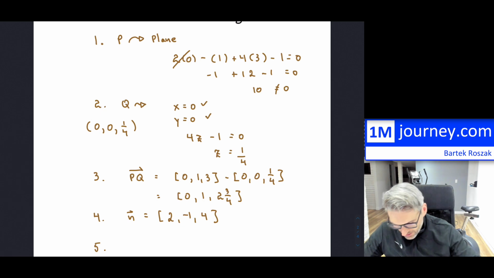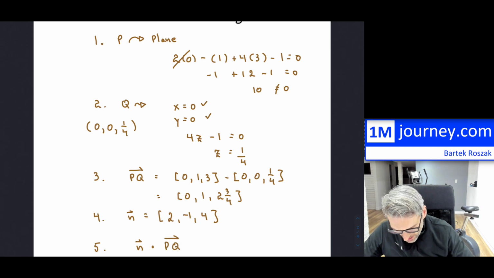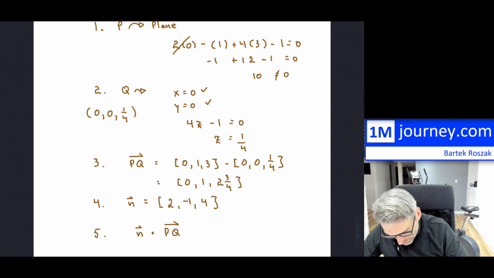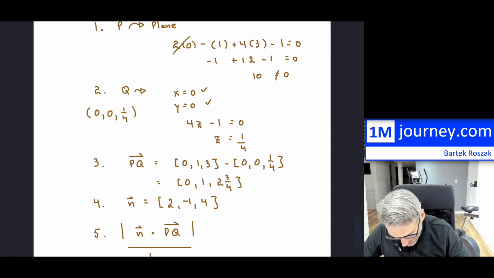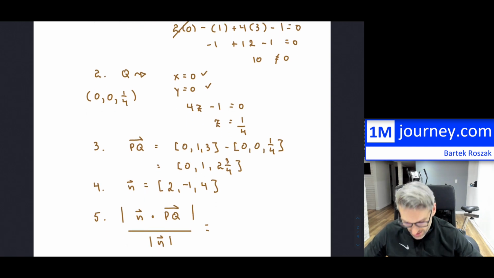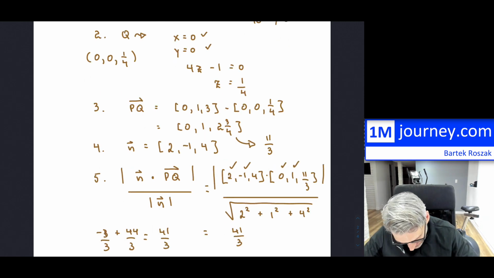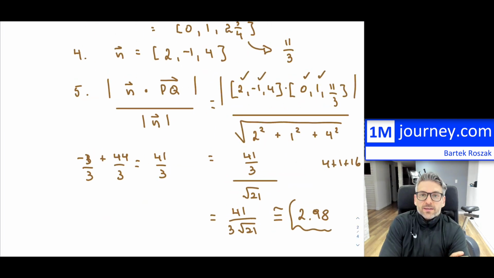So number 5, you can now find out what the dot product between them is. So this is going to be the dot product between the vector PQ and the normal. That's what I need, right? I will be taking the magnitude of this, and then dividing it by the magnitude of my normal vector. Well, I'm going to just do this in fast forward fashion. So let's see what this gives us. There you have it. So the answer is 2.98.